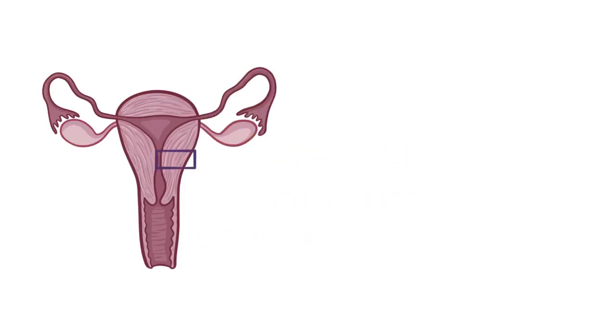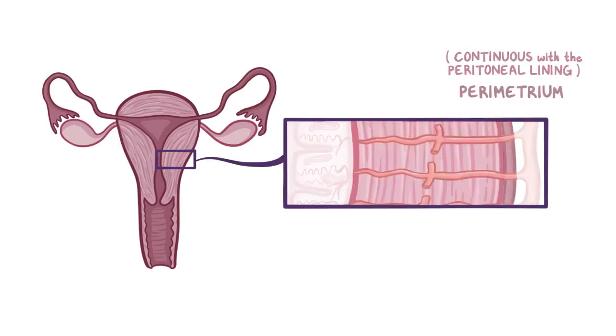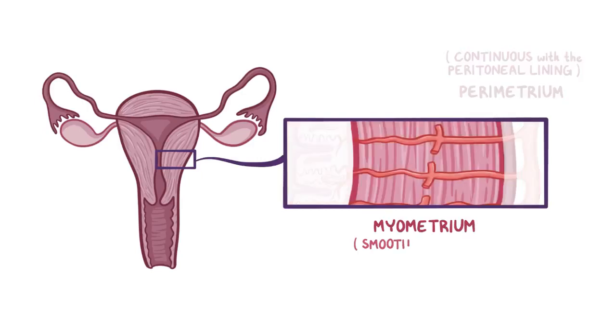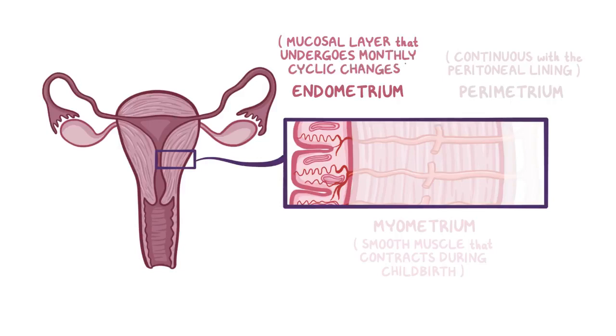The wall of the uterus has three layers: the perimetrium, which is a layer continuous with the lining of the peritoneal cavity, the myometrium, which is made of smooth muscle that contracts during childbirth to help push the baby out, and the endometrium, which is a mucosal layer that undergoes monthly cyclic changes.